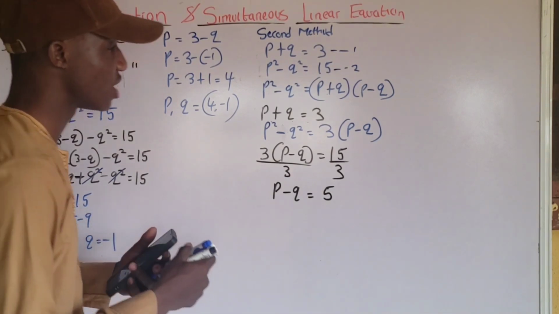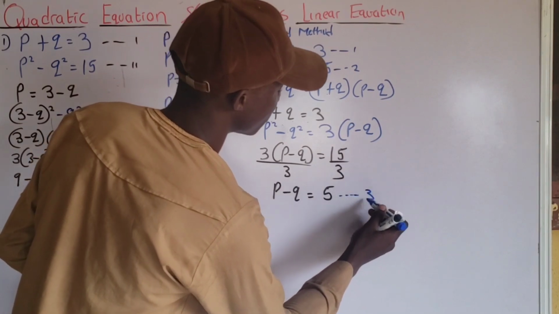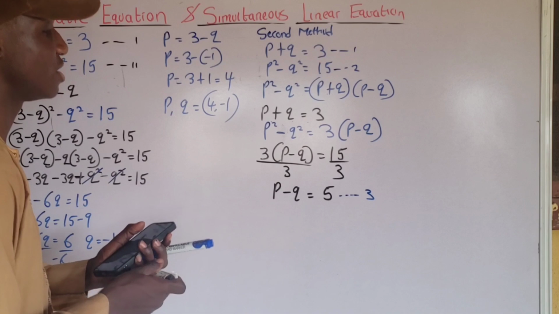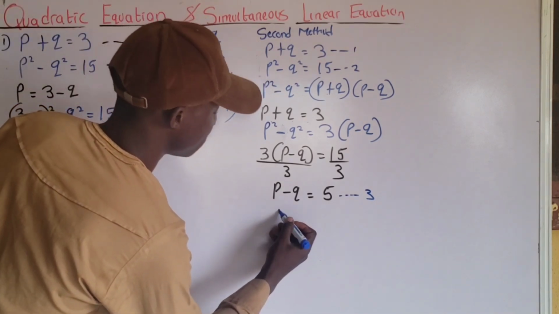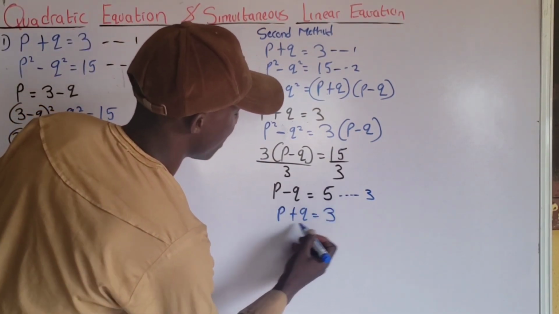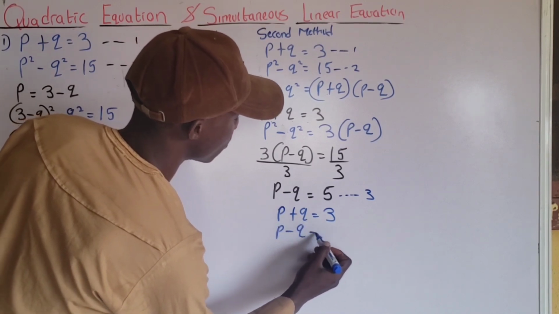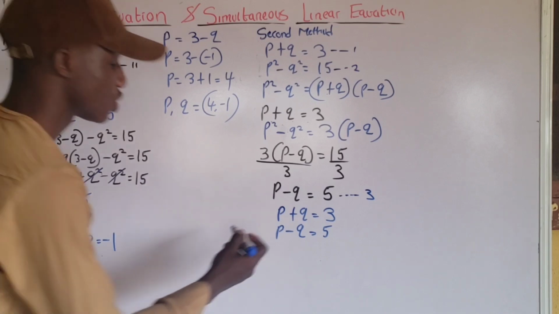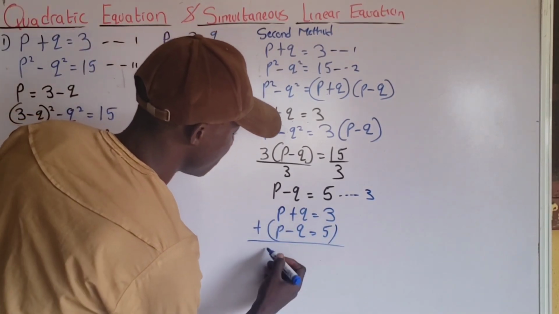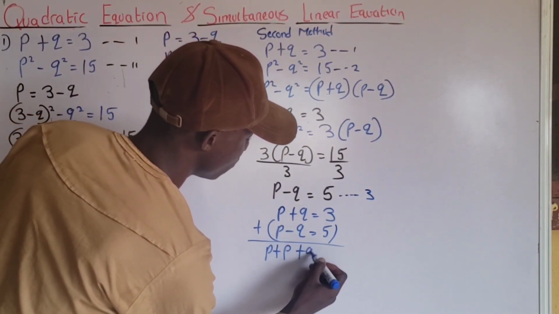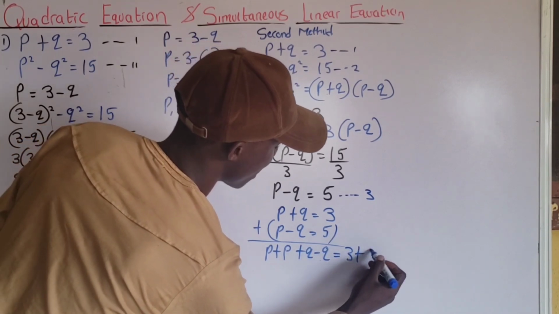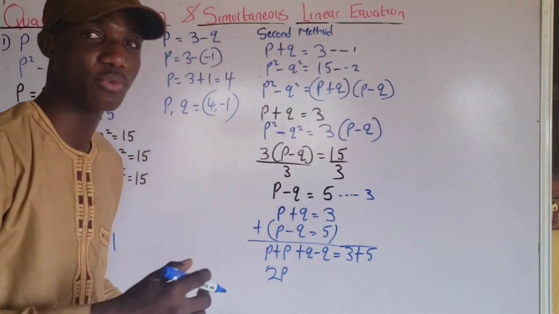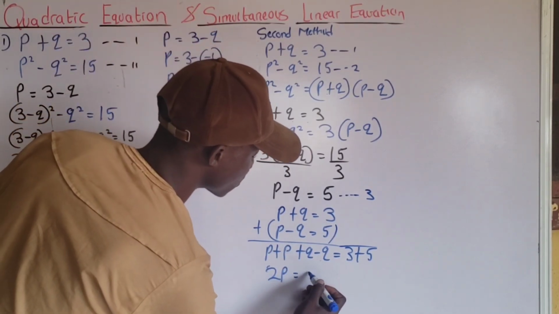Now, let us call this equation 3. Now, combine equation 1 and equation 3. Equation 1 is p plus q equals 3, and equation 3 is p minus q equals 5. Now we can easily eliminate q by adding both equations. If you sum both equations, we are going to have p plus q minus q is equal to 3 plus 5. I am going to have 2p. Plus q minus q will give us 0. So I am left with 2p equals 8.